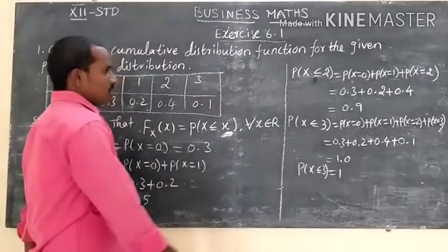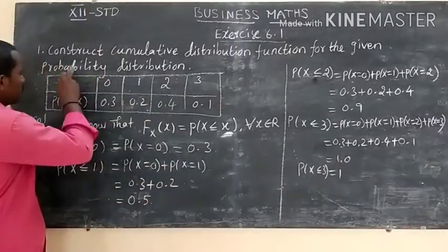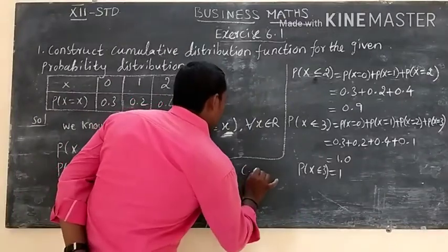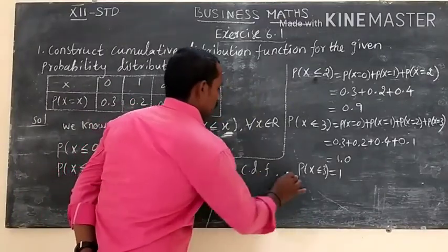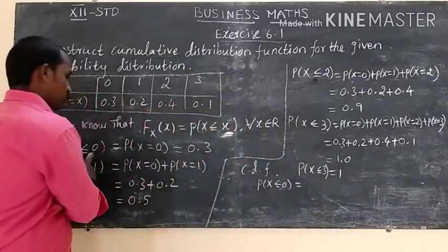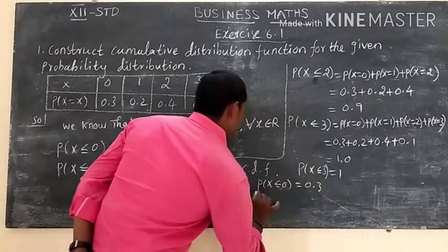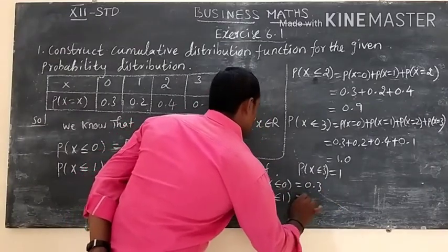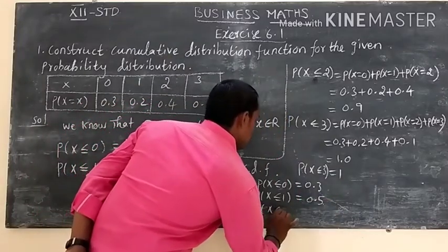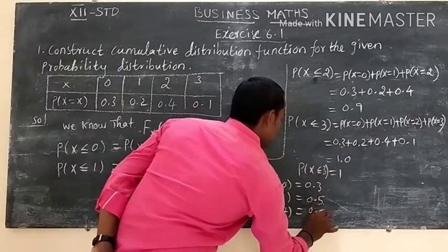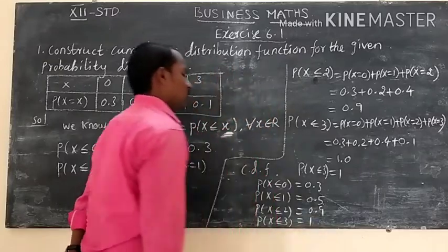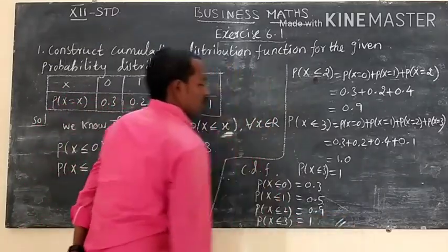Okay, so this is the cumulative distribution function. Therefore, the cumulative distribution function is P of x less than or equal to 0 equal to 0.3, P of x less than or equal to 1 equal to 0.5, P of x less than or equal to 2 equal to 0.9, and P of x less than or equal to 3 equal to 1. Okay, that's all the answer of the first question.